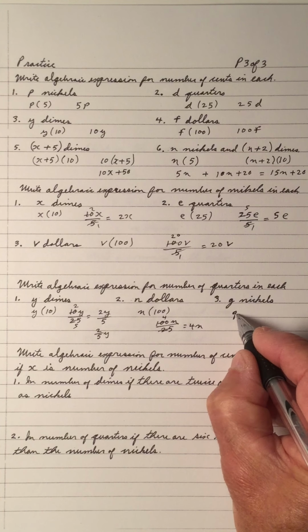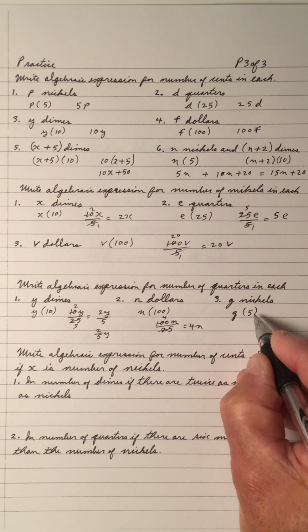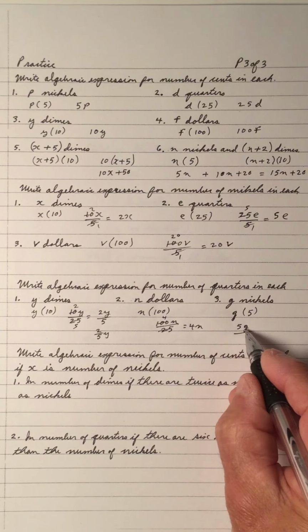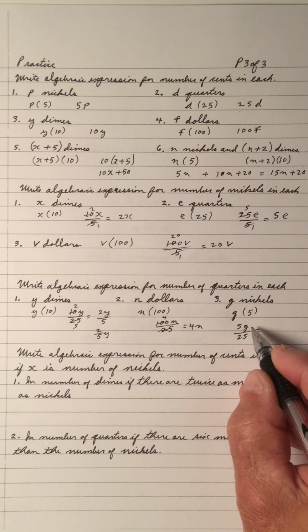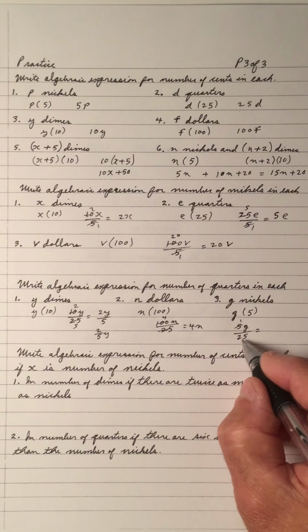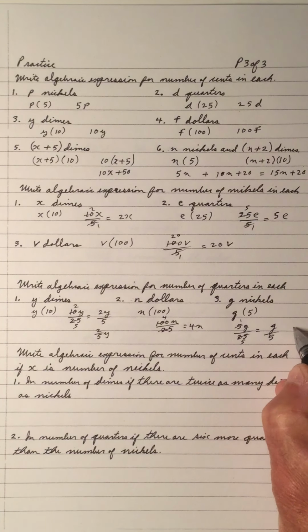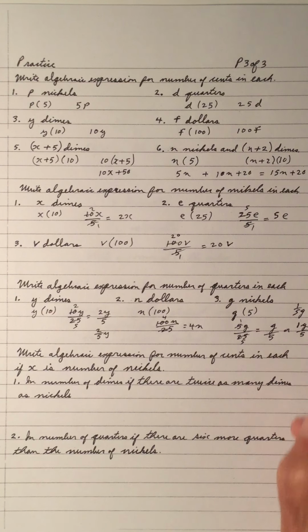And we've got G nickels. A nickel is 5 cents, so that's 5G. That's the number of cents. So we divide 25 cents into the number of cents. 5 into 25 goes 5, so we get G over 5, or we could say 1/5 G, your choice.